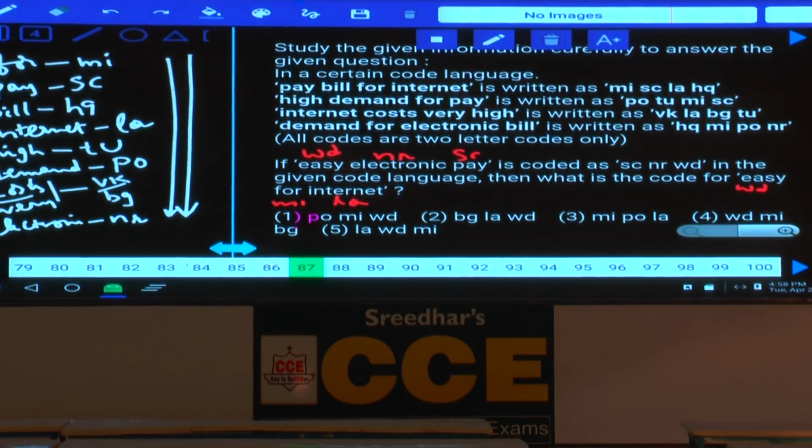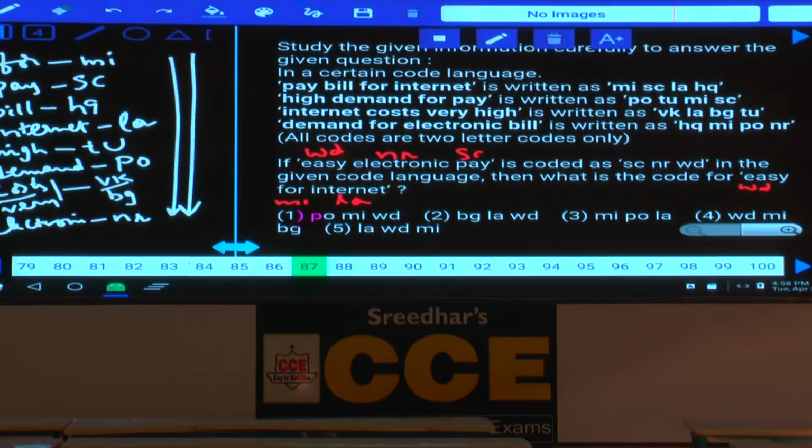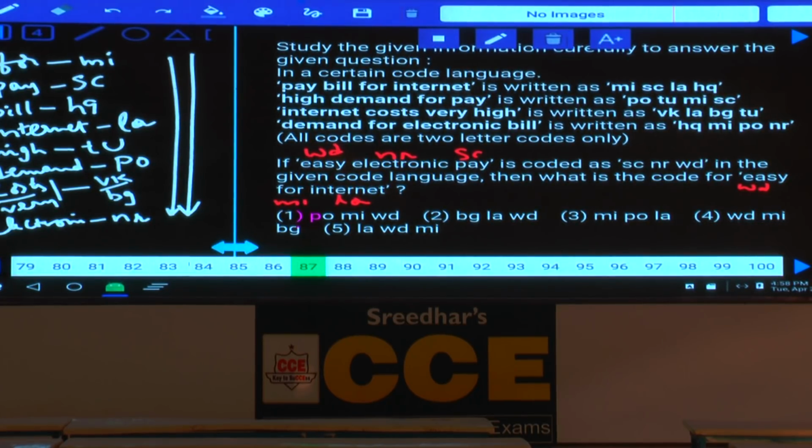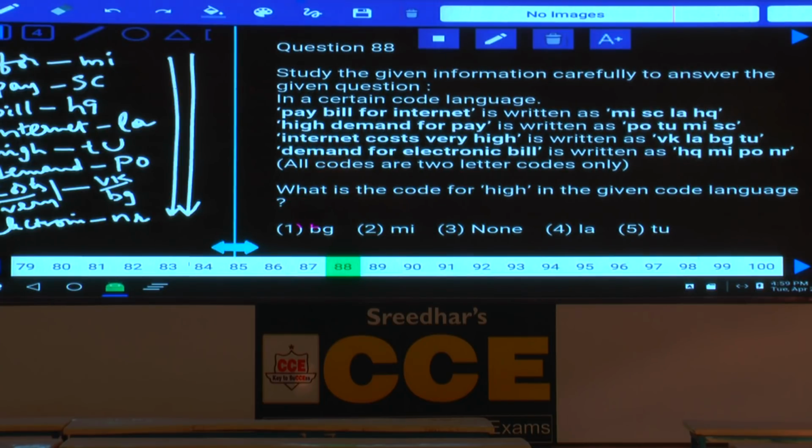Hence WDMILA, that is given in choice 5. Now again, the given codes need not necessarily be in the same order. The order of the codes can be altered. Done with this? Hence what is your answer? Choice 5, 87. Then coming to 88, what is the code for high? High is TU, that is choice 5.